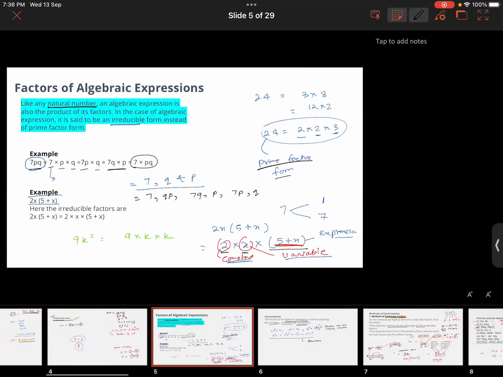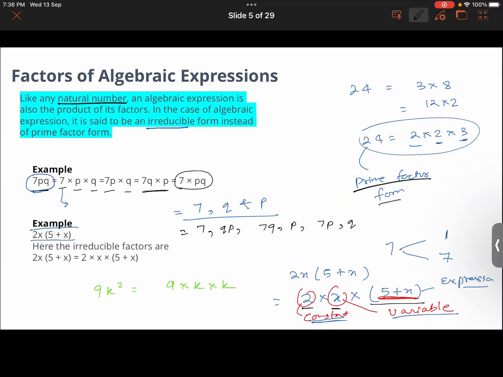So far, the things which we have discussed in the chapter is we were talking about factorization. And simply, factorization is what? Whenever a number is broken down in the form of its factors. For example, 24 equals 3 into 8, 12 into 2, right? These are its factors: 3, 8, 12, 2, 1, 24. These are the factors of 24. And whenever you break the number in the form of its prime factors like 2, 2, 2 and 3 here, that is called the prime factor form of the number.